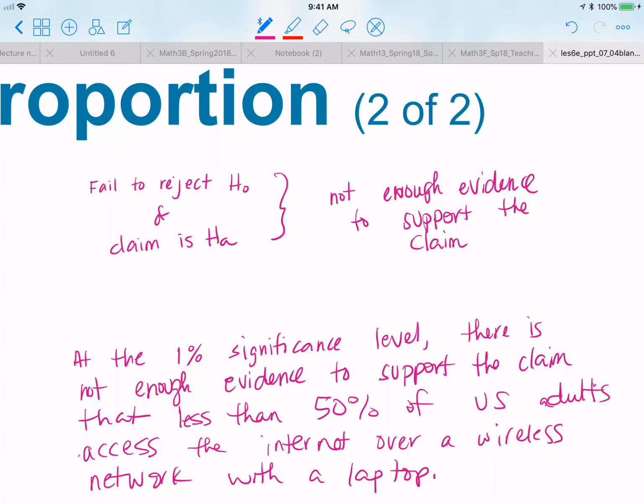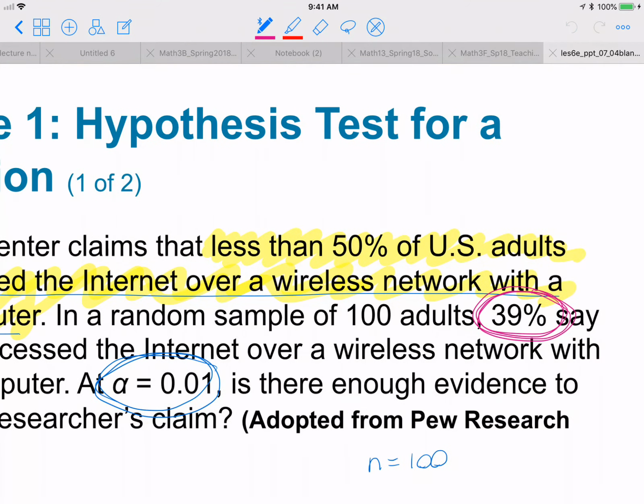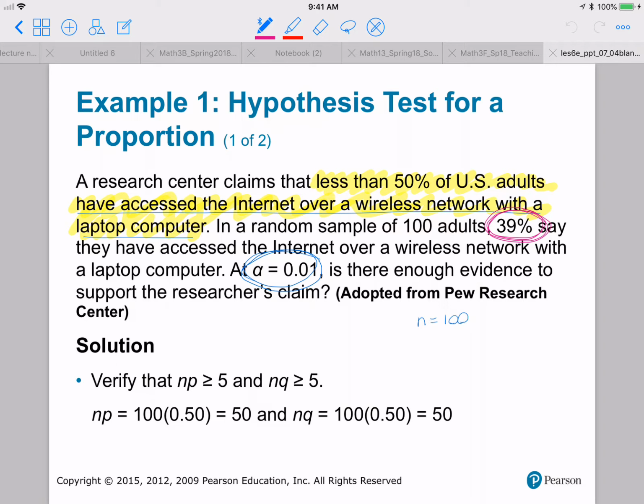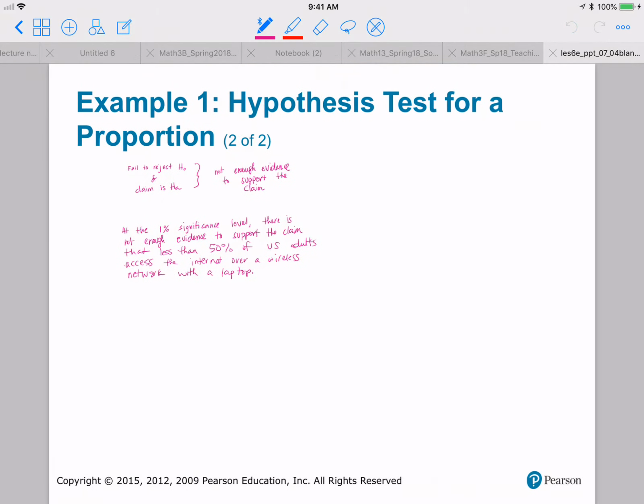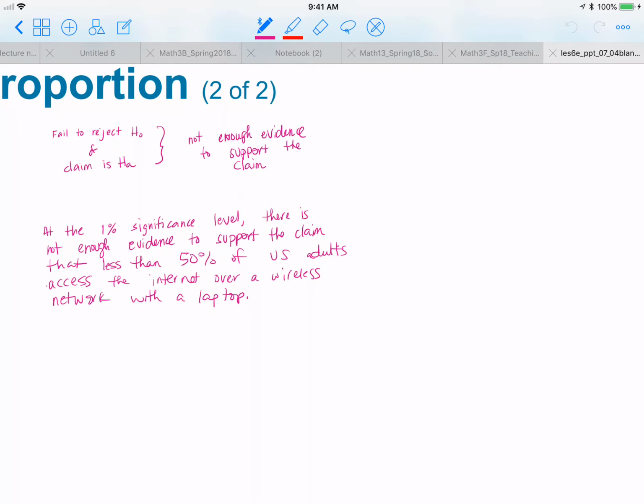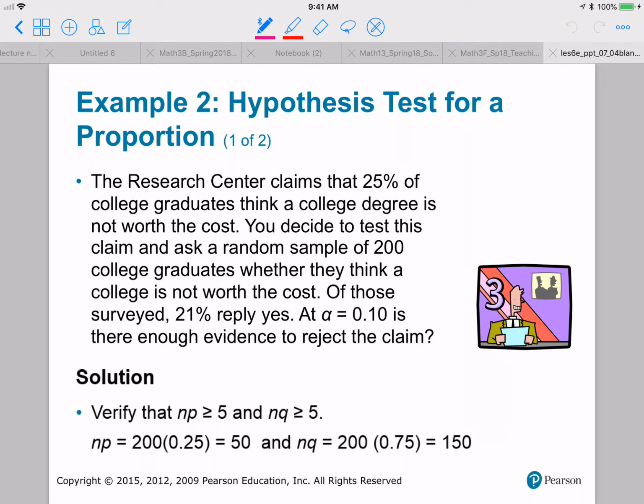Because remember, that was the full claim in its long drawn out glory: less than 50% of U.S. adults have access to the internet over wireless and network with a laptop computer. Okay. All right. So that is that problem. Now, let's go to the next problem here.